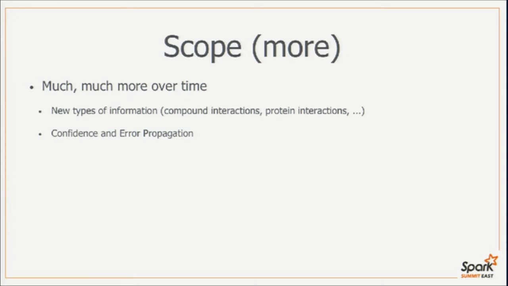Also, the scope is much larger than this over the next few years. Right now, genomic information is the primary thing. We also want to put in compound information, perhaps imaging information, protein interactions, and other kinds of things that we want to feed into this graph over time.